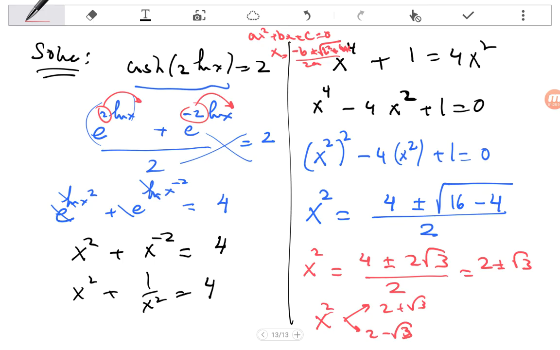What about 2 minus root 3? Root 3 is less than root 4, which is 2. So this will also be a positive value. But if I had one of them to be a negative value, it would be a rejected value, because x squared could never be a negative value. So in this case, I would just say that x will be equal to plus or minus root of 2 plus root 3, and for this one I will just have plus or minus root of 2 minus root 3. So I have 4 solutions for this equation.